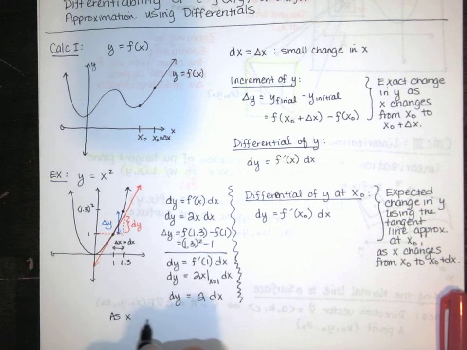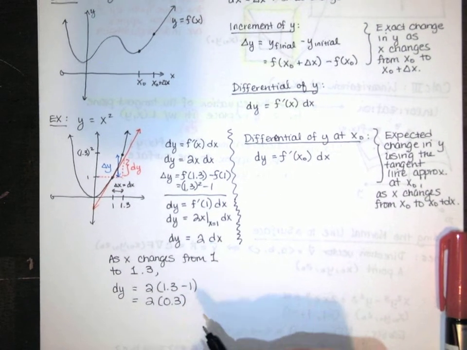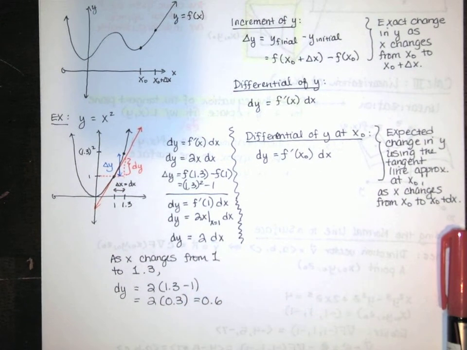So let me write that down. As x changes from 1 to 1.3, the expected change in y is dy, and that's going to be 2 times x final minus x initial. So 2 times the change in x, which is 0.6.